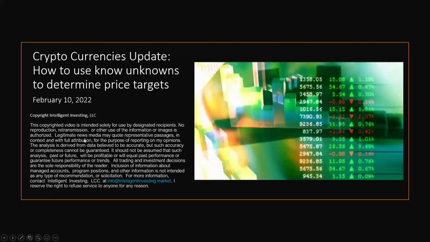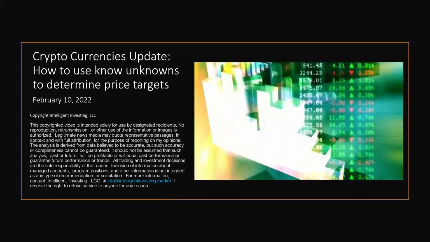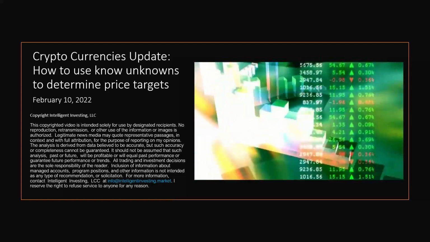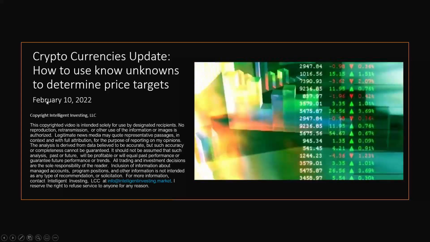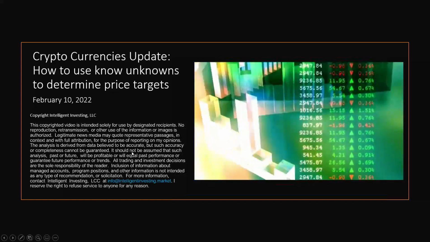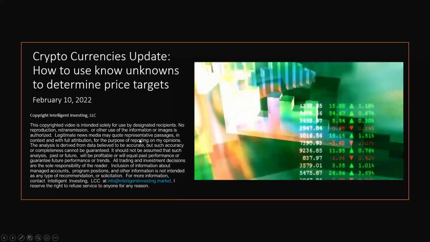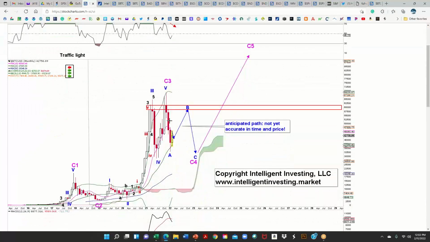Hello everyone and welcome to today's special update, how to use known unknowns to determine price targets for February 11. I believe it is, and not the 10th. Let's see how we can determine price targets without knowing anything, though we know anything. Sounds confusing. Well, ask one of our old famous politicians on how to use known unknowns and all that stuff. So let's go back in time a little bit and assess where we think Bitcoin is.